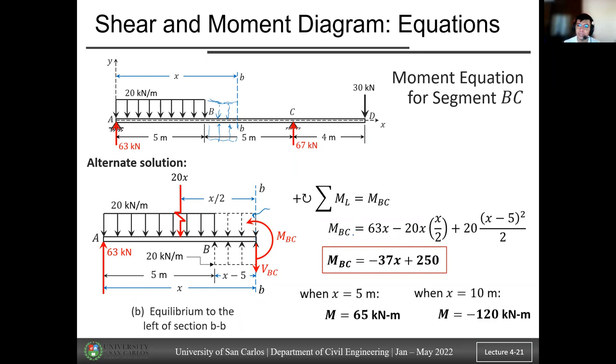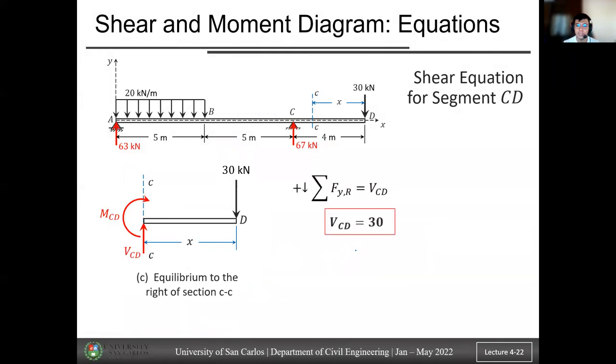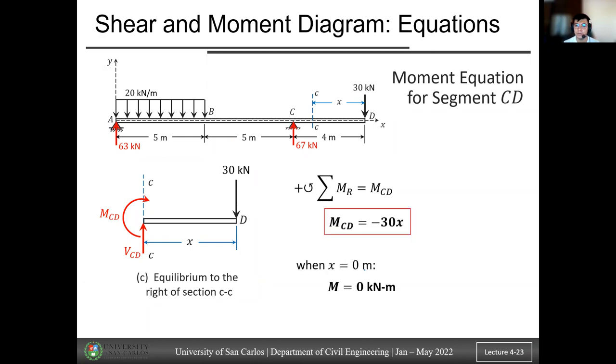So 65 is still negative 120. Then for segment CD, that would be 30 all throughout the segment CD. And then for the moment equation for CD, that would be negative 30. So again, there is no moment at CD. And it verifies because if you try to replace zero, this would be our zero mark, and then this would be our 4 mark. 4 meters, 0 meters, because we are going to the left. And then x at 4 meters would be negative 120.